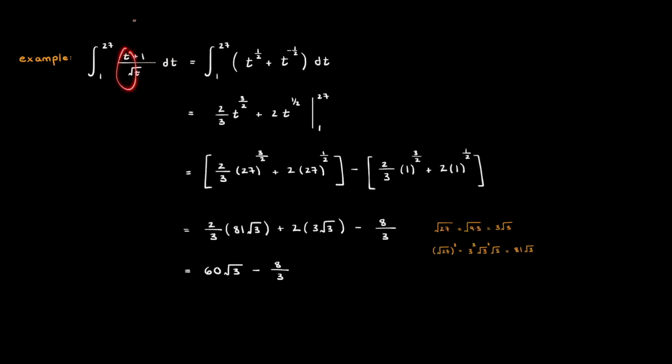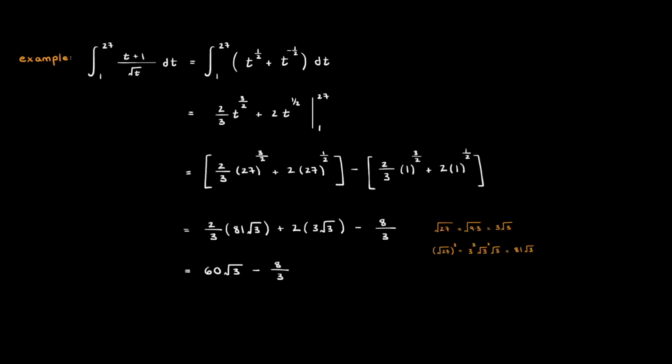Like for instance, when you have t divided by t to the 1/2, that's just going to be t to the 1/2 power. So that's how I got the first term of the integrand. And then we also have 1 divided by t to the 1/2, and that's just going to be t to the negative 1/2. Now let's go ahead and find the antiderivative.